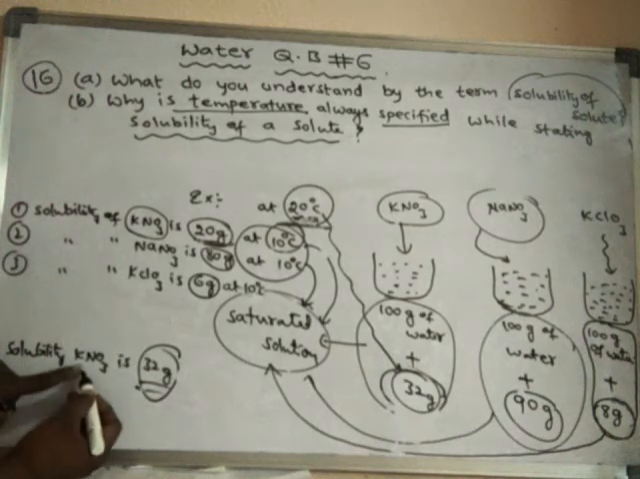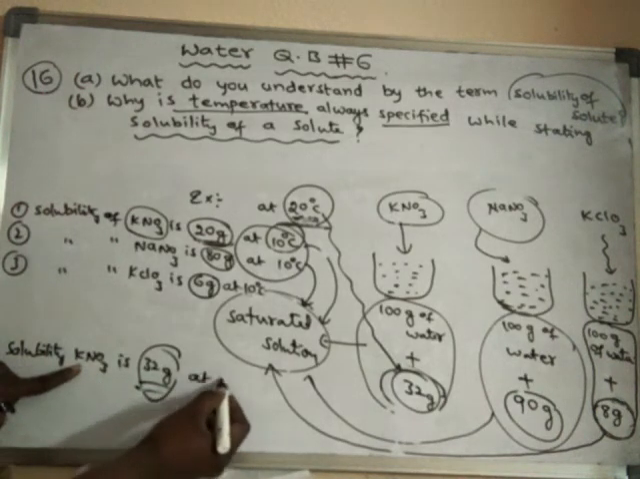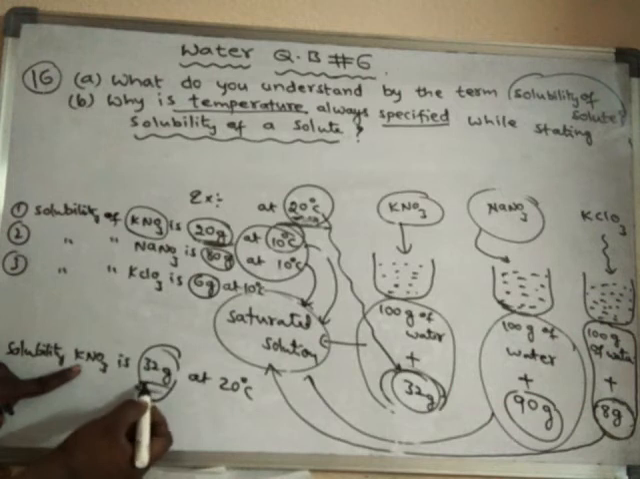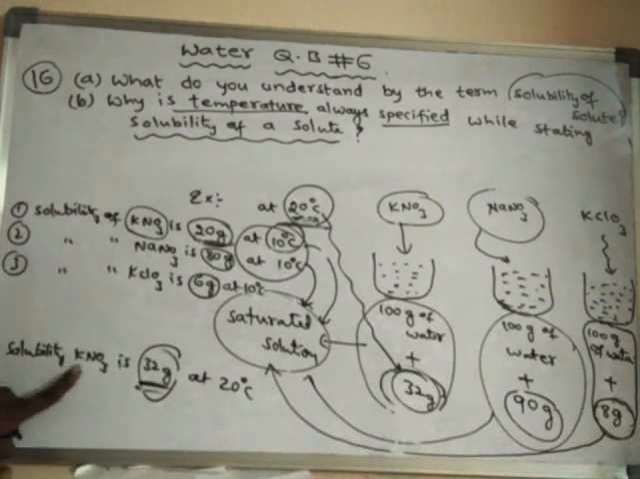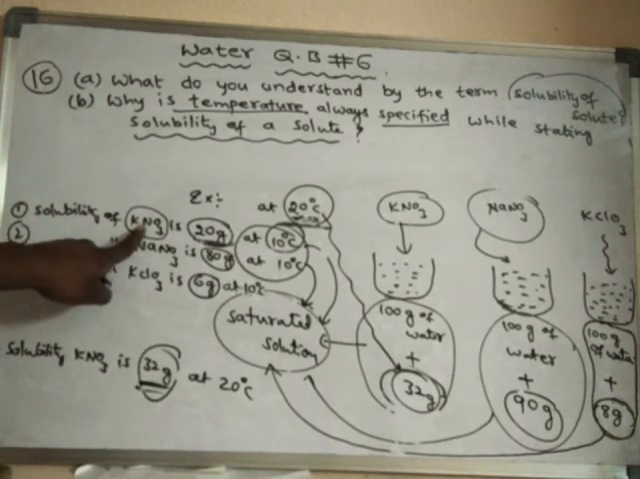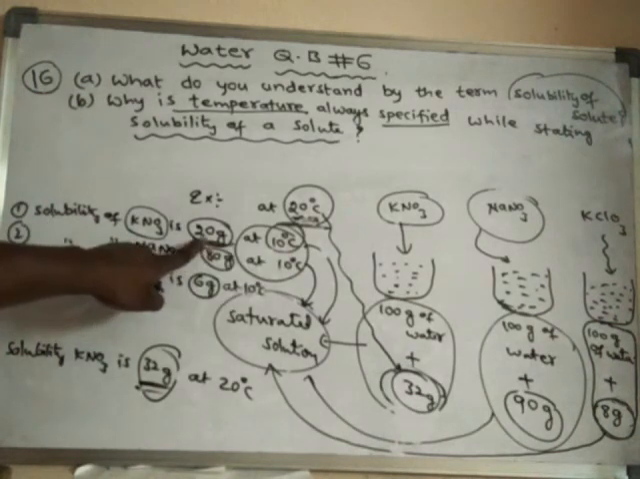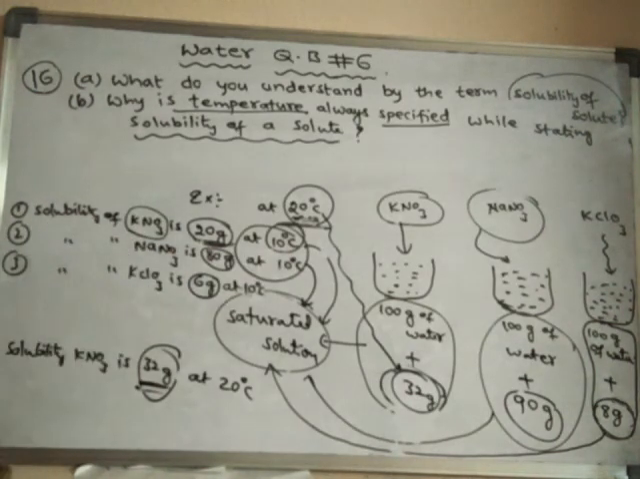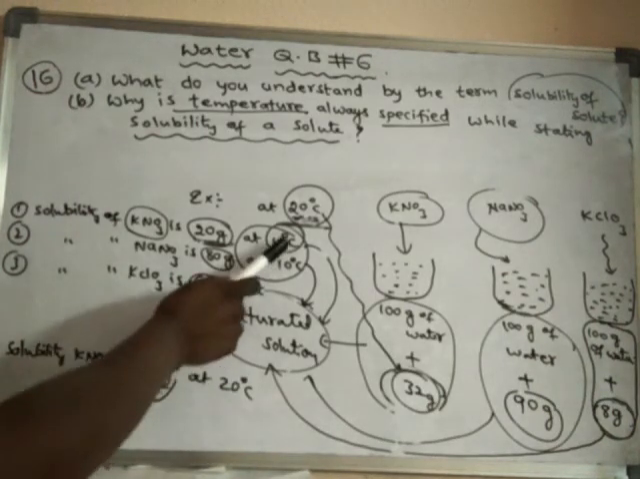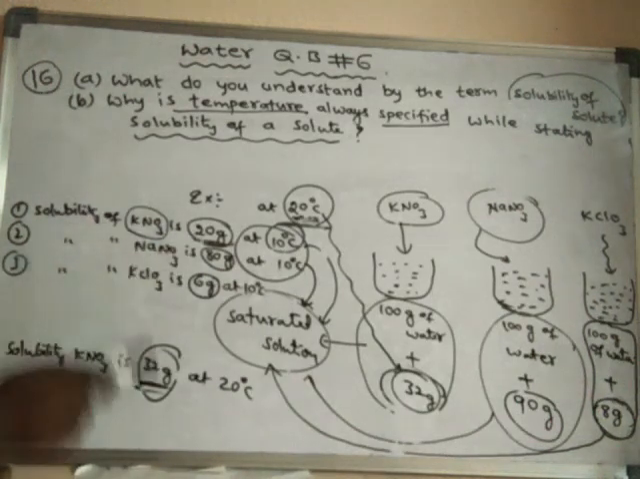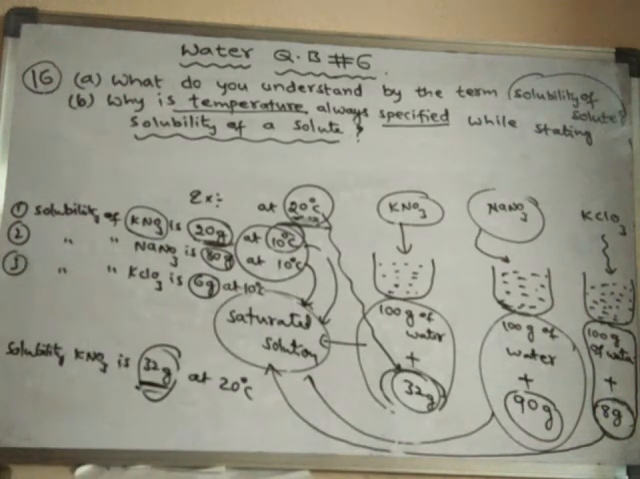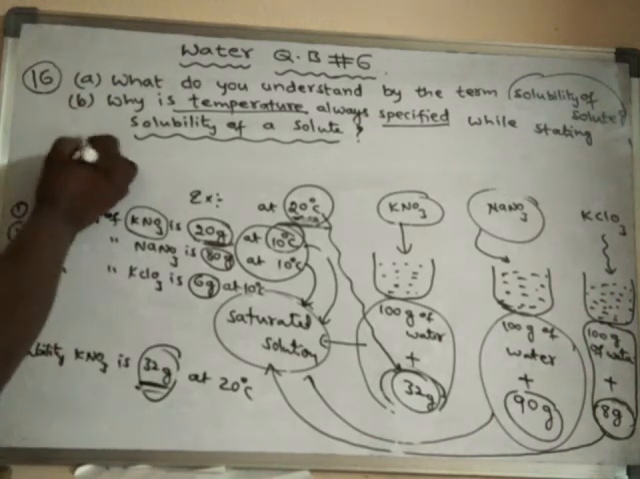So the same potassium nitrate at 20 degrees centigrade, its solubility is 32 grams. The same potassium nitrate at 10 degrees centigrade, its solubility is 20 grams. So like this. So that means the solubility of a substance changes with temperature. Hence, temperature has to be specified. Okay, temperature has to be specified for a given solubility. Right?